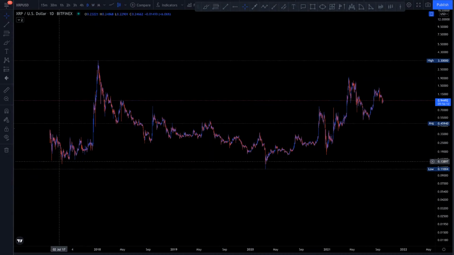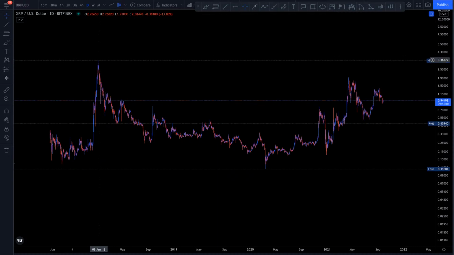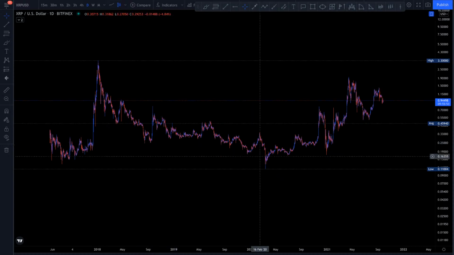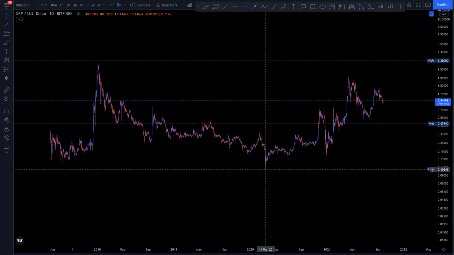XRP does the same thing. It pumps from 11 cents all the way to $3.36 on this chart, though I know it was a lot more, and then it dumps down to 25 cents. Then we have the March 2020 dump when it goes back to 10 cents.